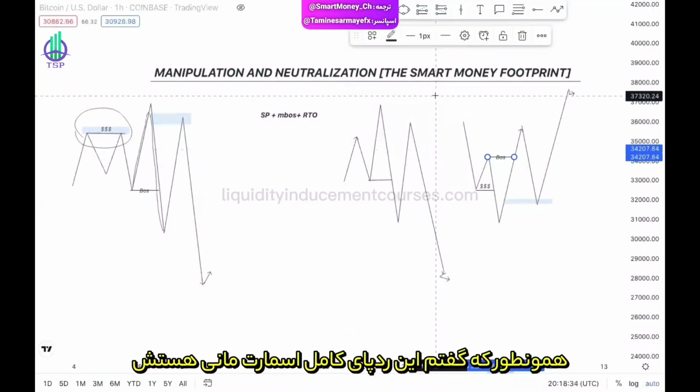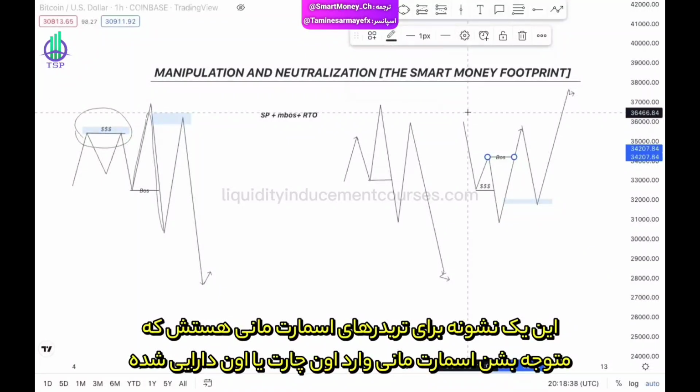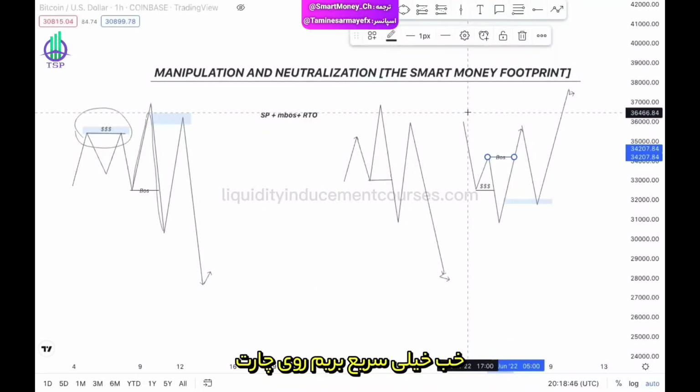Like I said, this is the ultimate smart money footprint. It's just a sign for smart money traders to know that we have smart money involvement on a particular chart or in a particular asset. So let's get on to the charts very quickly.